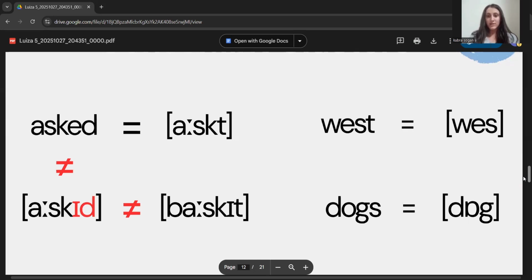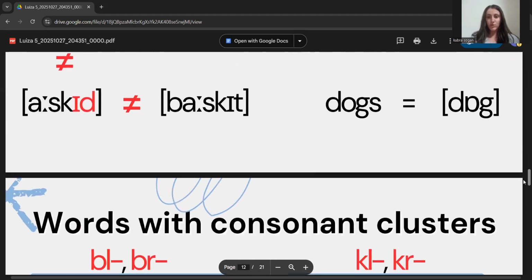Some non-native speakers deal with consonant clusters by deleting consonants from the cluster. West is pronounced like west, and dogs is pronounced like dog. So it's best to try to pronounce all consonants because they are important for your being understood.